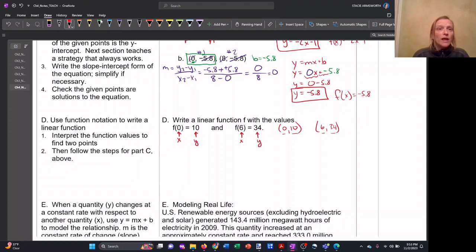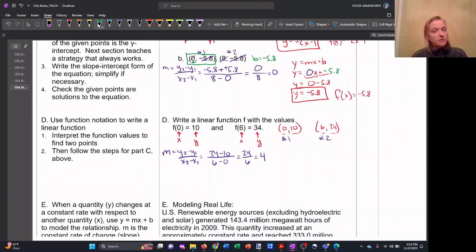So let's figure out the slope first. The slope is y2 minus y1 over x2 minus x1. And let's see, I'll call this point number 1. I'll call this point number 2. So I do 34 minus 10 over 6 minus 0. That gives me 24 divided by 6, which is 4. So my slope here is 4.